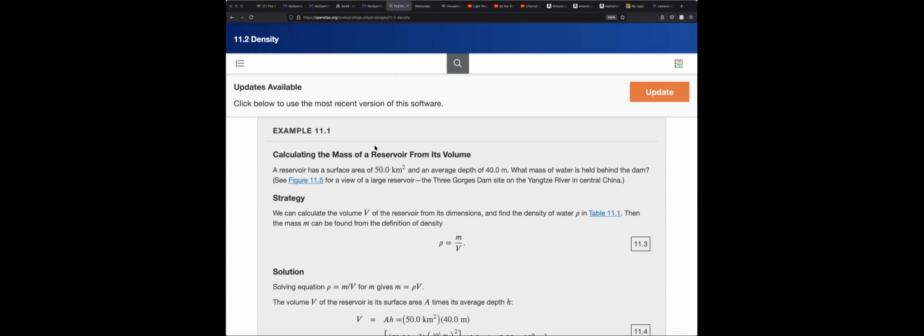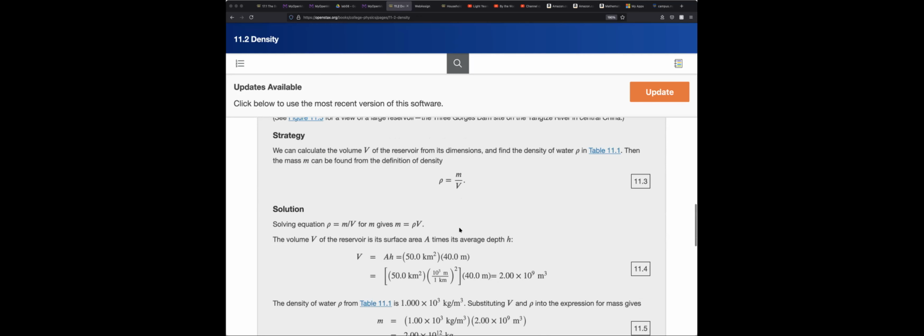Here we calculate the mass of a reservoir from its volume. We know that a reservoir has a surface area of 50 kilometers squared and an average depth of 40 meters. We want to calculate the mass behind the dam from the density. The density of water is mass over volume. We can figure out the volume from the stuff they told us, and we know the density of water, so we should be able to solve for the mass of the water.